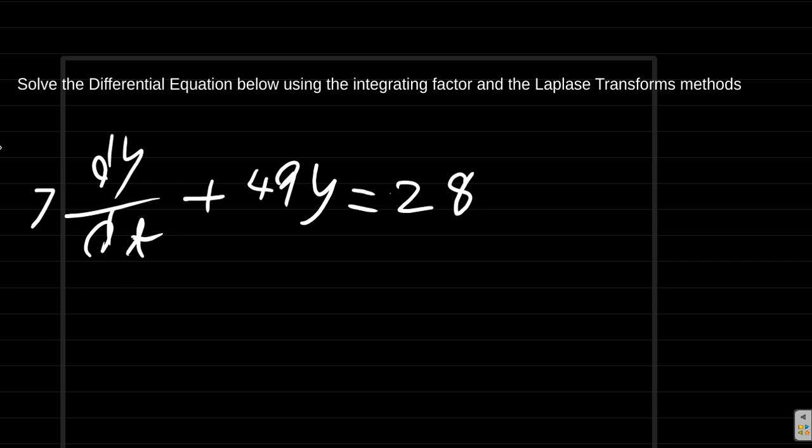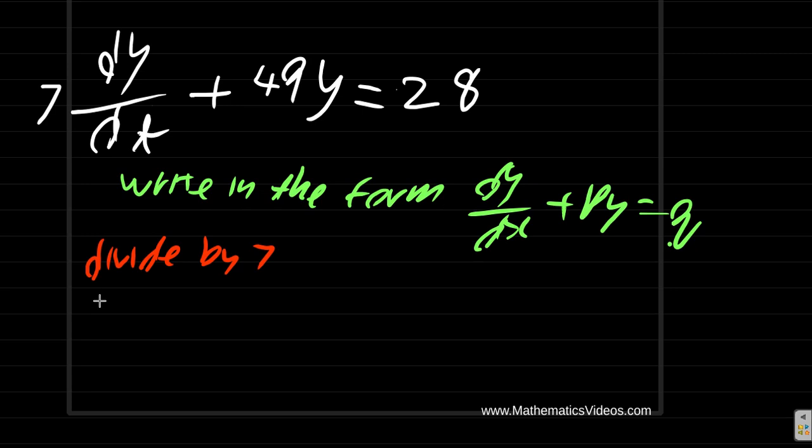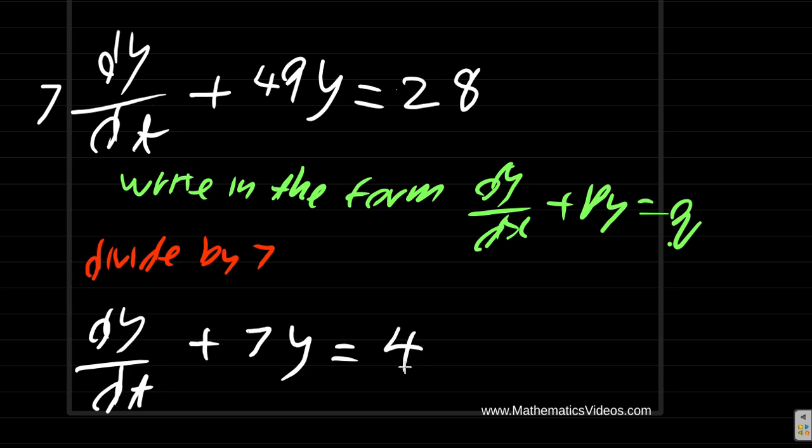So here, what you need is to write it in the form dy by dx plus py equal q, if it was not already in that form. It's not in that form, so in this case, what we're going to do is divide by 7. When we divide both sides by 7, 7 will cancel 7, so we have dy by dt plus 49 over 7, which is 7, y equal 28 over 7, which is 4. Okay, good.